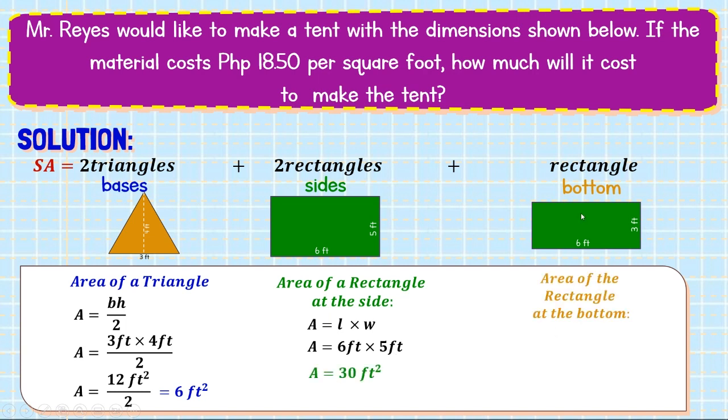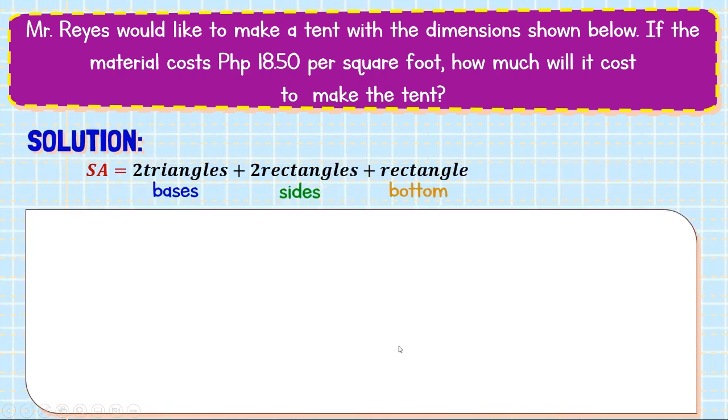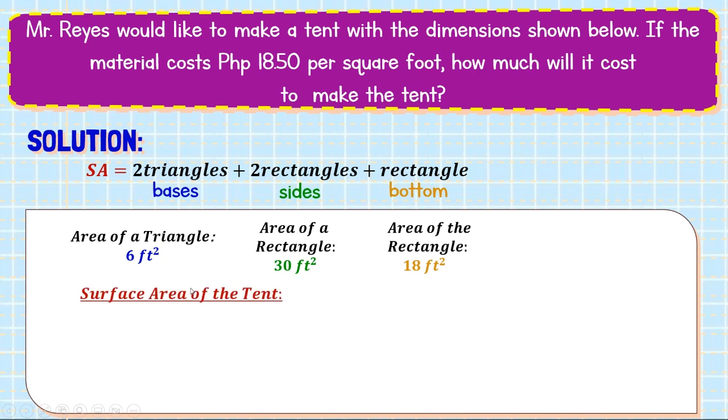Then we have the area of the bottom. Again, this will be a rectangle, length times width. So area is equal to 6 feet times 3 feet. Now, the answer is 18 square feet. Okay, so the area of the triangle is equal to 6 square feet. Then the area of the rectangle is equal to 30 square feet. And then we have the area of the bottom rectangle equivalent to 18 square feet. And then add it all together.